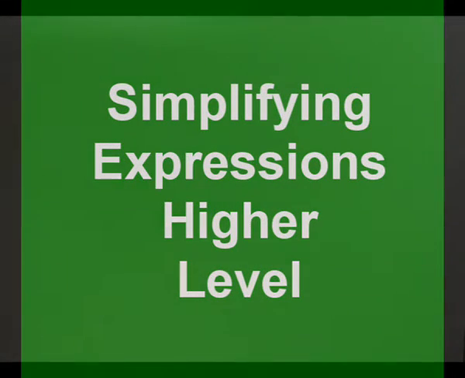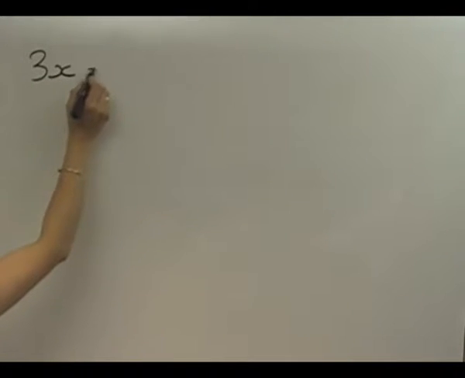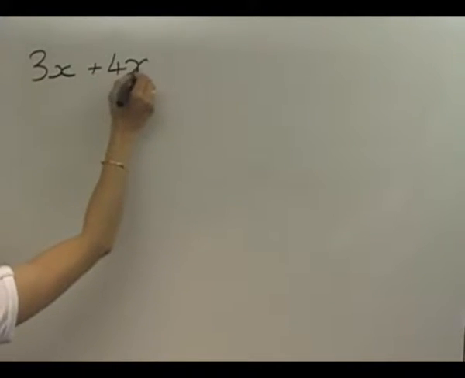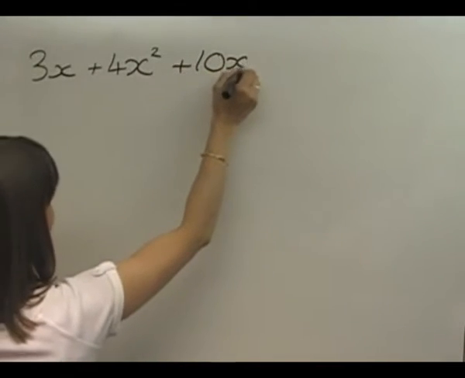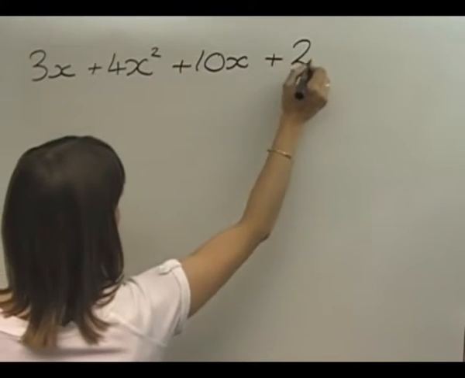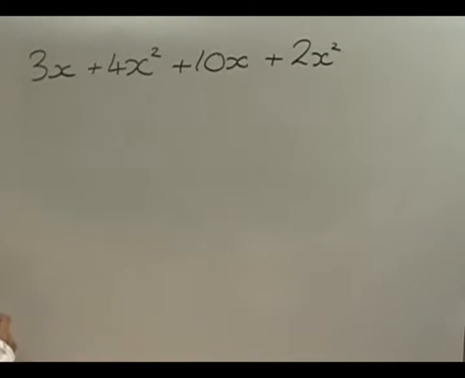Right, here are some higher examples for simplification. Here's the first one: 3x, add 4x squared, add 10x, add 2x squared. The thing here not to be fazed by is the fact that you've got x's and x squareds.